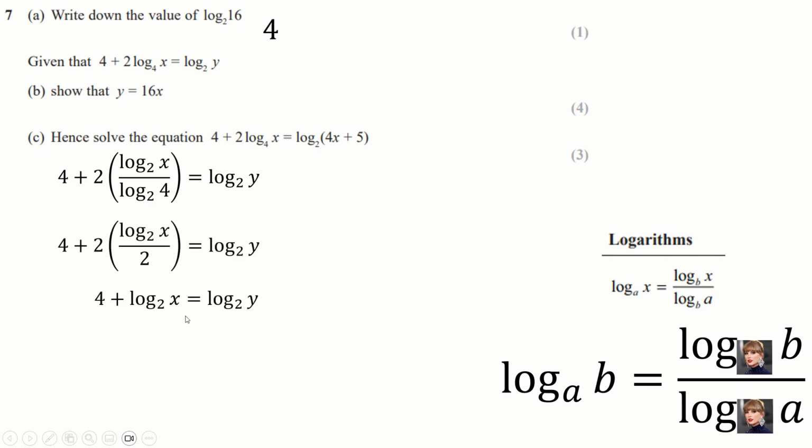There's probably lots of things you can do from here, but I decided to take away this from both sides. Follow log laws to say that this is log to base 2 of y over x. And then I can do 2 to the power both sides to clear out this log. 2 to the power 4 is 16. You can also just recognize from what we've said here, like log to base 2 of 16 is 4. Therefore, if log to base 2 of this is 4, then this is 16. So they've maybe prepped you for that a little bit. Times by x anyway, and you get what they wanted you to get.